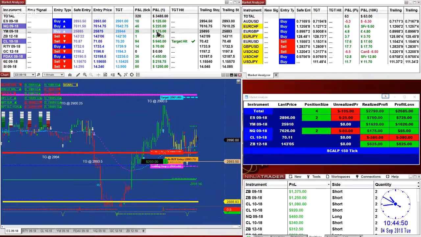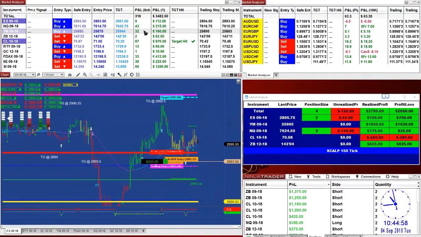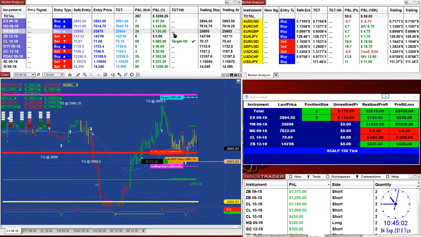If we look right now at the new entry signal, we have 10 ticks on the ES, 45 ticks on the Nasdaq, 31. This is a total of what? Almost 100 ticks, 140, 185, and then 87. Those are the new signals.